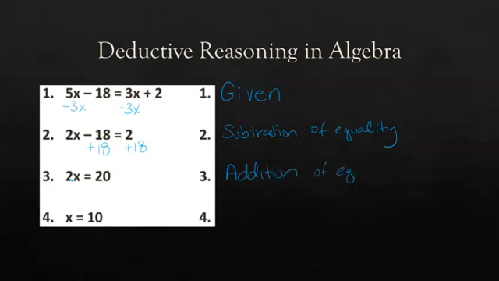And now I want the x by itself, so I'm going to divide both sides by 2. And I get down to x equals 10, so I use division property of equality. And I was able to solve that x equals 10 from these logical steps that I already knew.